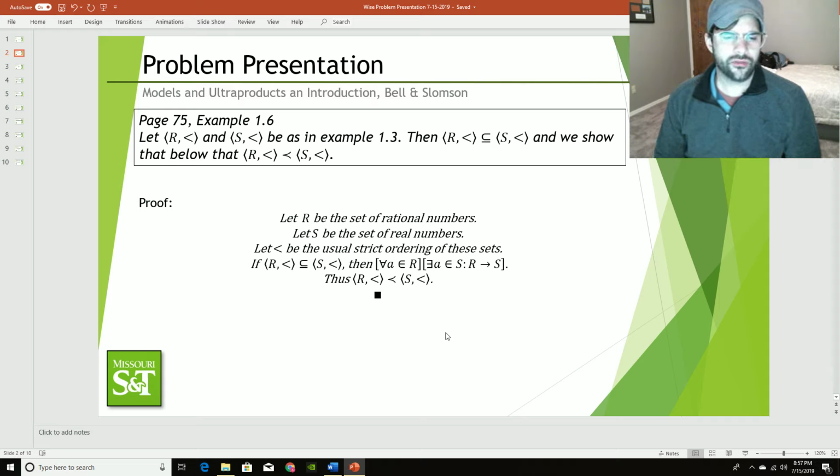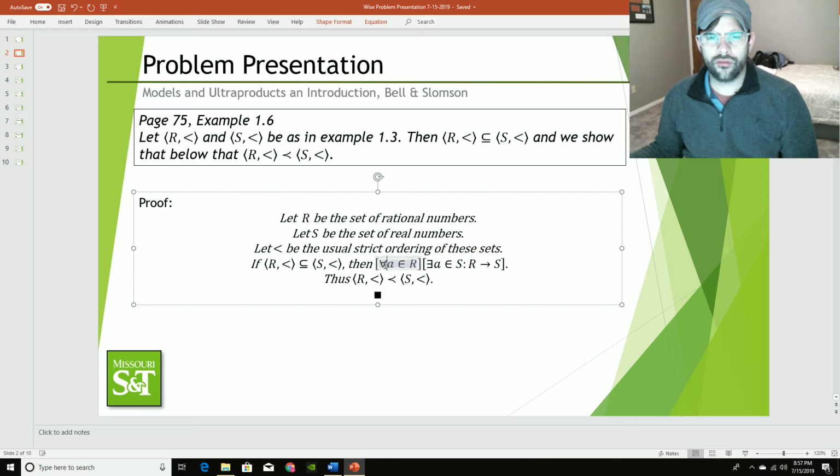So basically, if R is contained in S, which is given in the problem statement, then what I've written here is that for every A, for every basically term, that's what I'm using the A as, every variable in some text, for all A's or all terms within the set R, there exists an A within the set S where the set R is an extension or is onto the set S. And thus this is an elementary extension of the set S.